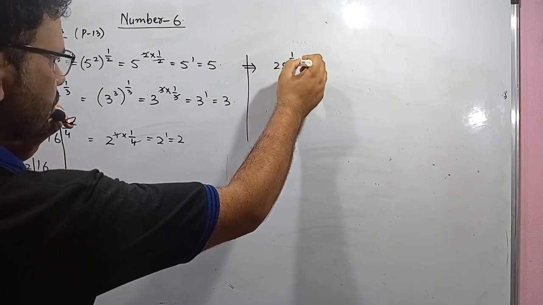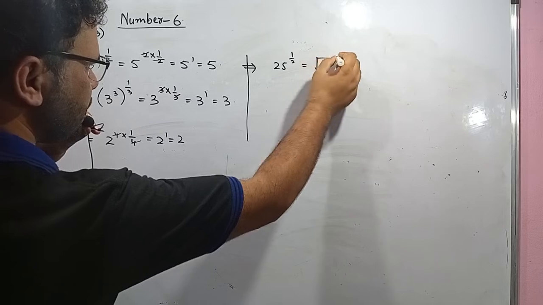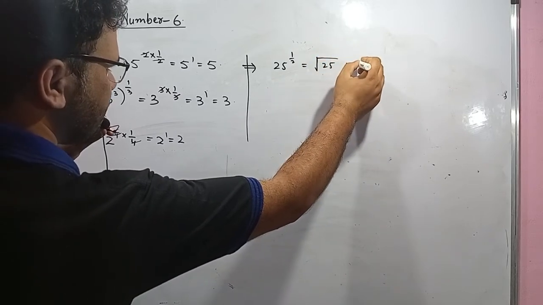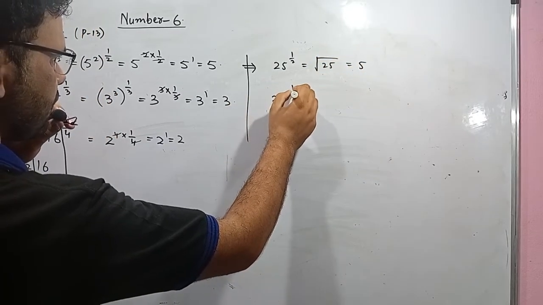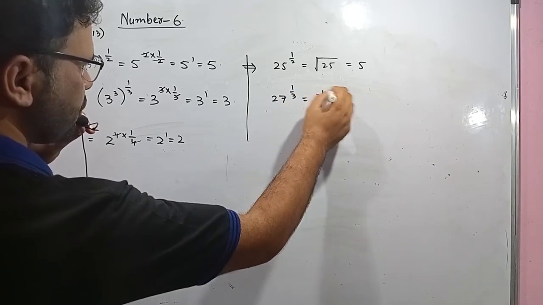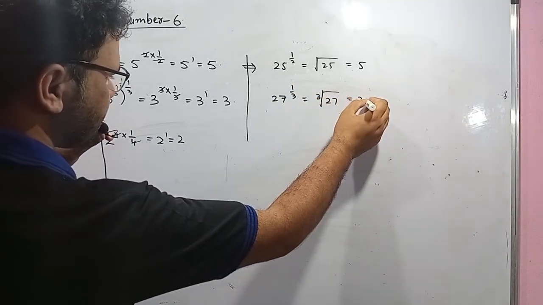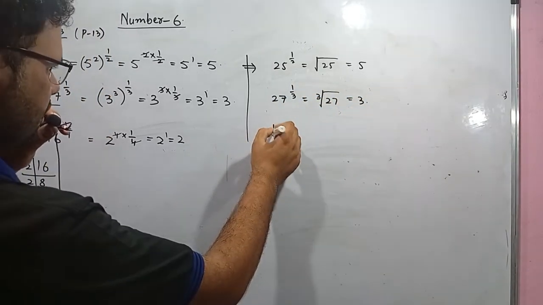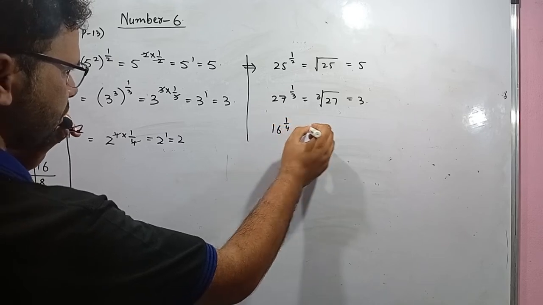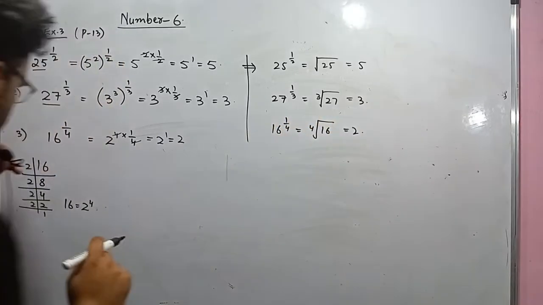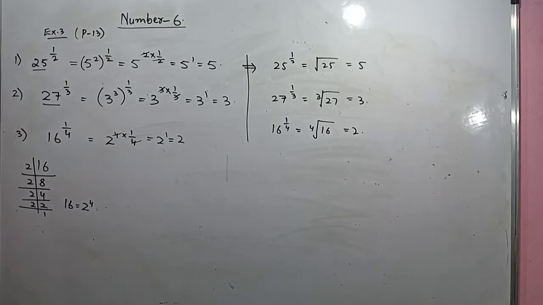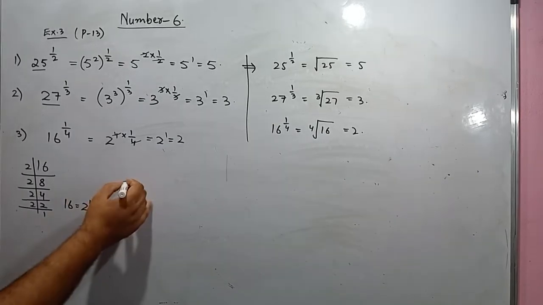25 to the power 1 by 2 is actually the square root of 25. That we know that's 5. And here 27 power 1 by 3, it's cube root of 27. I know it's 3. And same here 16 power 1 by 4, it's fourth root of 16. That is 2. Now coming to the next one, it is fourth one.